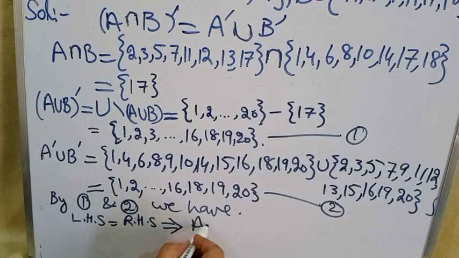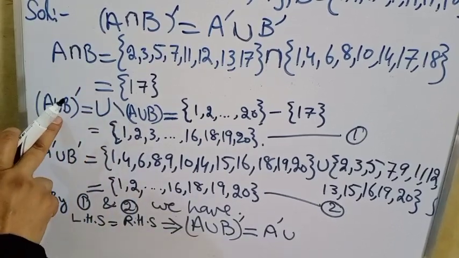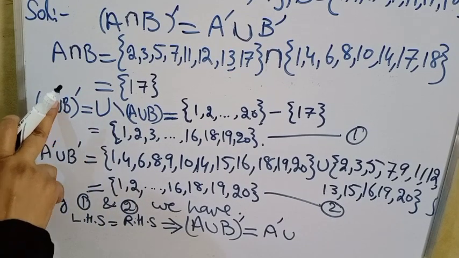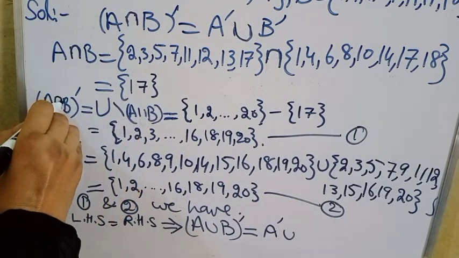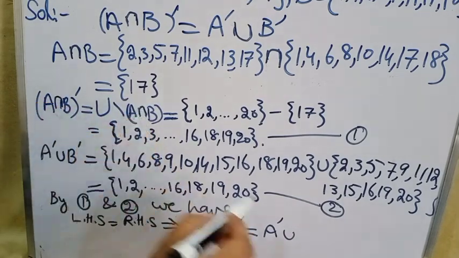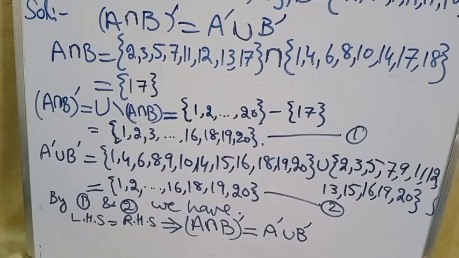This implies A intersection B whole complement is equal to A complement union B complement. So we can write here A intersection B whole complement is equal to A complement union B complement. It's okay now.